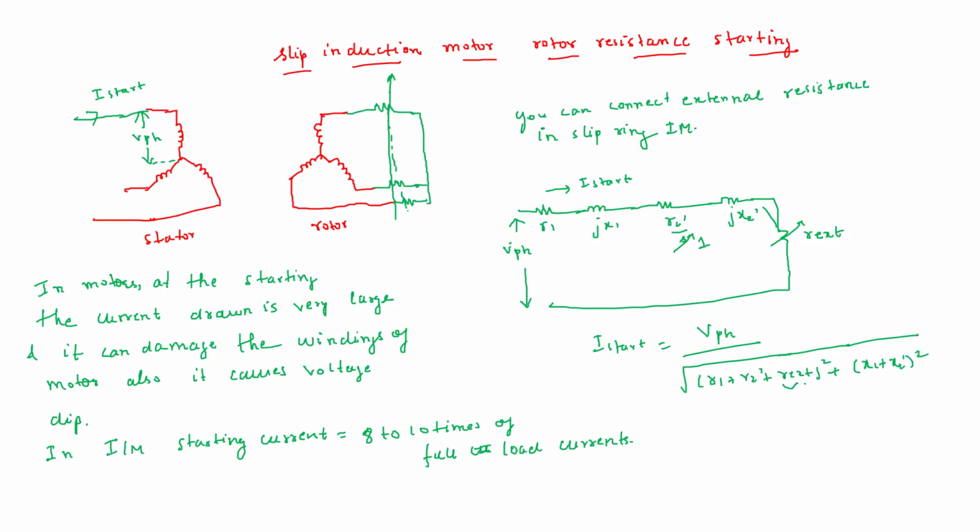We can see that by connecting the R external, you can restrict the starting current such that it does not damage the windings of the induction motor. But this is for the slip ring induction motor. Now what about the squirrel cage induction motor? In squirrel cage induction motor, the rotor circuit is not accessible to us, so we cannot connect any external resistance. So this is the external resistance method in slip ring induction motor.